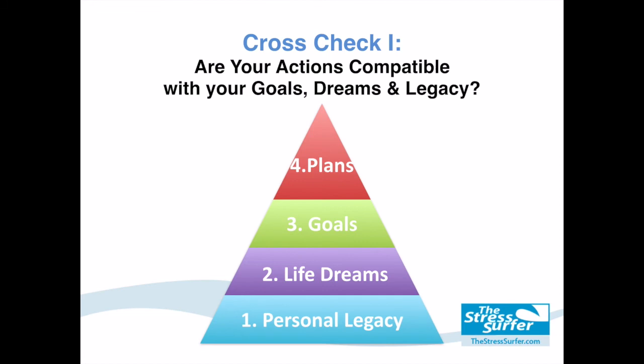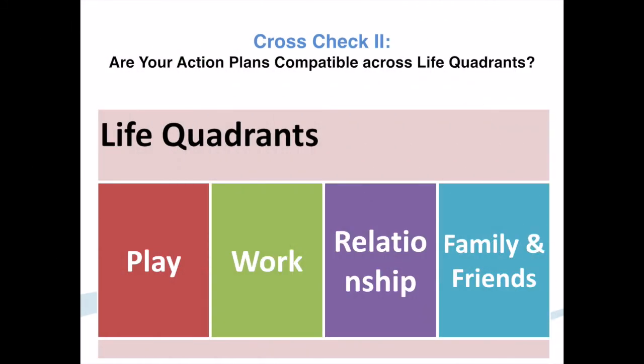Have a look again at your action plan and ask yourself the question, for each of those life quadrants, are the goals that I'm going to action plan consistent with the dreams in life I'm pursuing? And in fulfilling those dreams, will I leave the positive legacy that I seek to? By cross-checking your action plans with your goals, dreams, and legacy, you are well and truly on the way to implementing the plan that you need to live the endless summer.